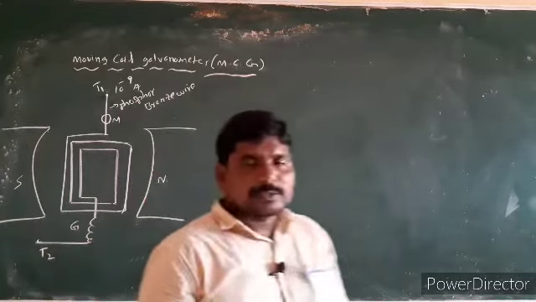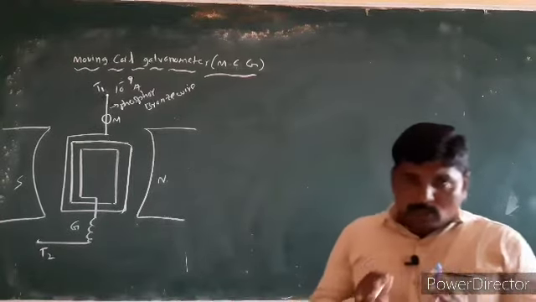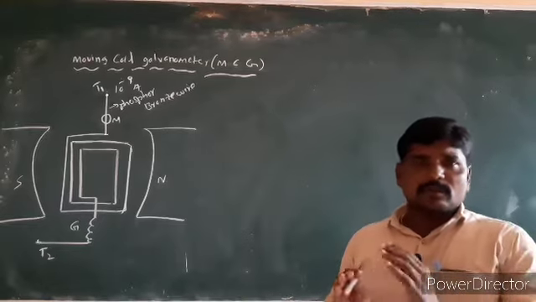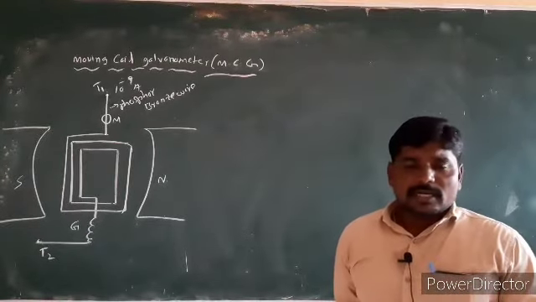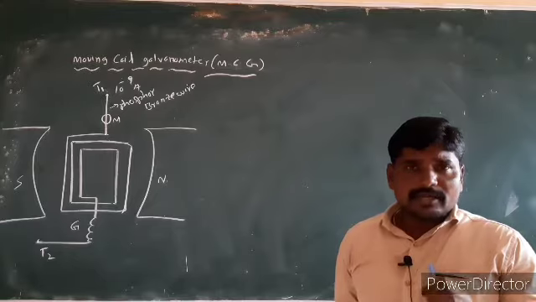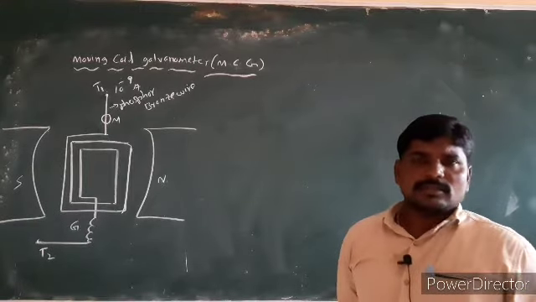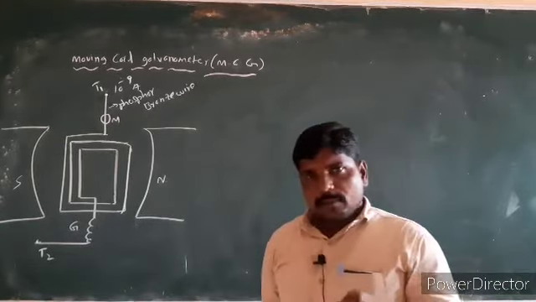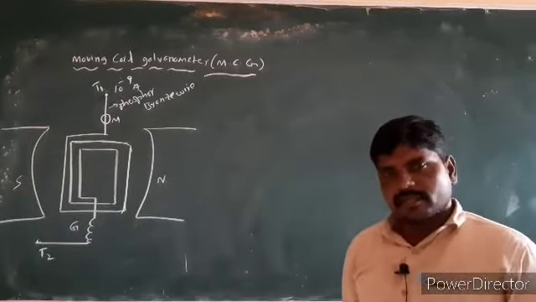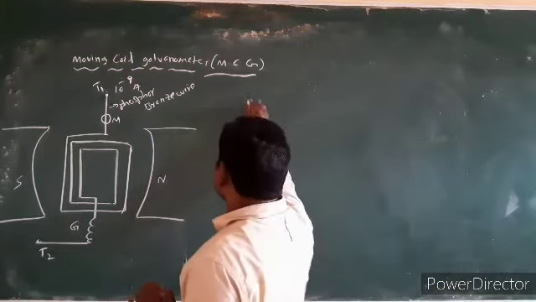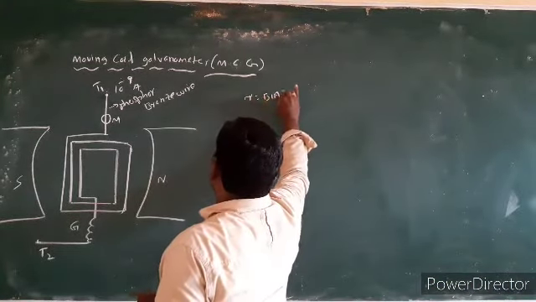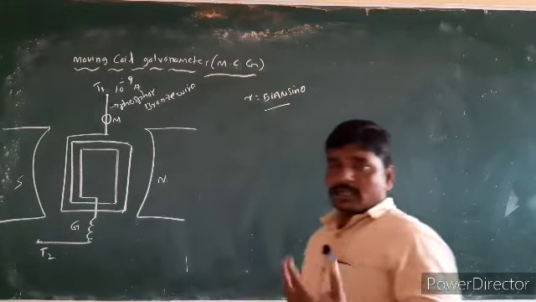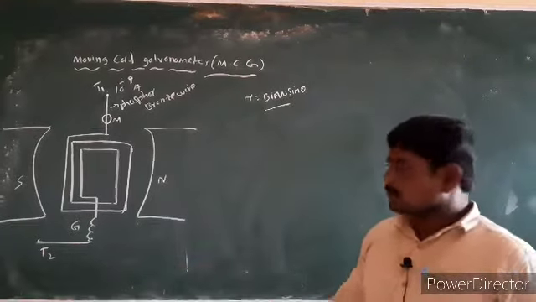Now what is the principle of this moving coil galvanometer? The moving coil galvanometer works on the principle that when a current carrying coil is placed in a magnetic field, torque acts on it. Already we know that when we place a current carrying coil in a magnetic field, the torque acting on the coil is tau equal to BIAN sin theta. That means when a current carrying coil is in a magnetic field, torque acts on that coil. That is the principle.